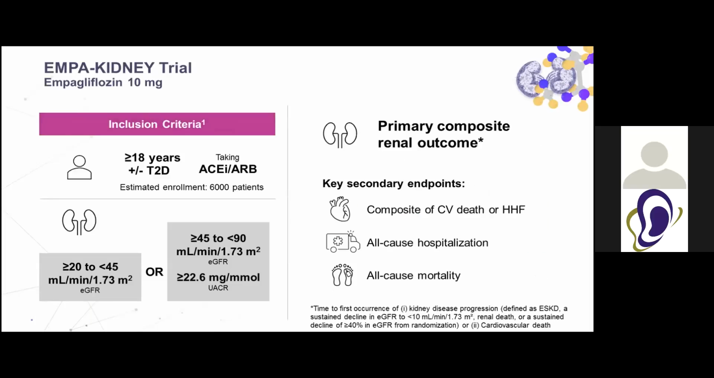The EMPA-KIDNEY study is not yet finished, but is including people who are over 18 with or without diabetes, again, who have lower GFRs and protein or no protein, and has similar composite outcomes. So stay tuned. The results of that will be available in a little while.